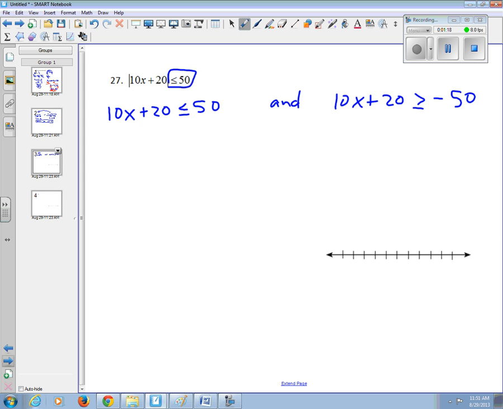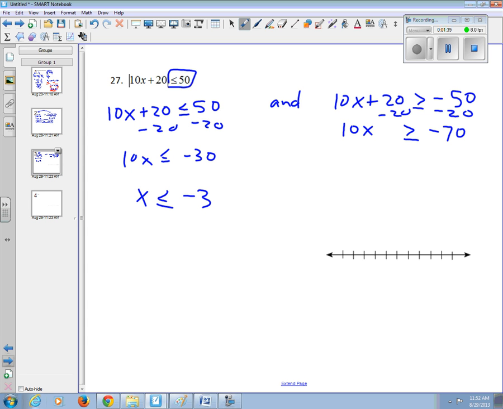So now you're just going to solve. Subtract 20. Divide by 10, so x is less than or equal to negative 3. And the other side, when you subtract 20, you get 10x is greater than or equal to negative 70. Divide by 10, x is greater than or equal to negative 7, that is.